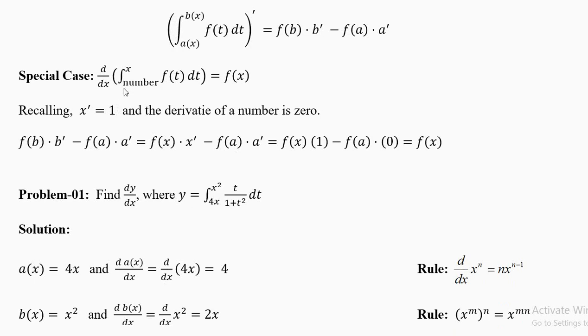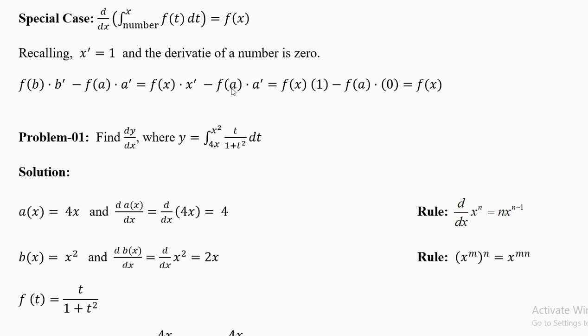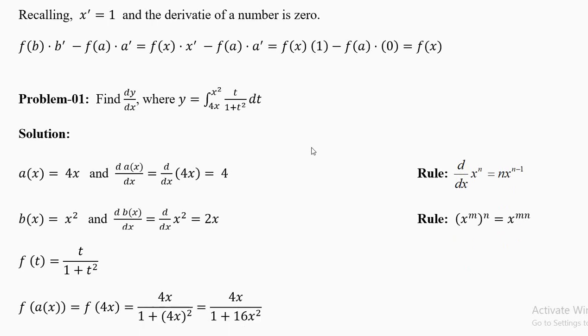Now you have a special case. It starts, the lower limit is a number and the derivative of a number is 0. So you'll get f of a into 0. So this quantity will disappear and derivative of x is 1. So we'll get f of x into 1, which is equal to f of x. Now after we do the exercises, the special case will become obvious to you.